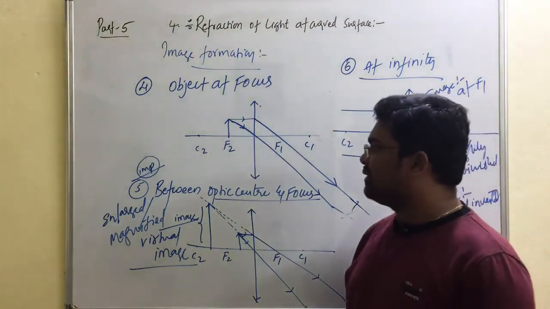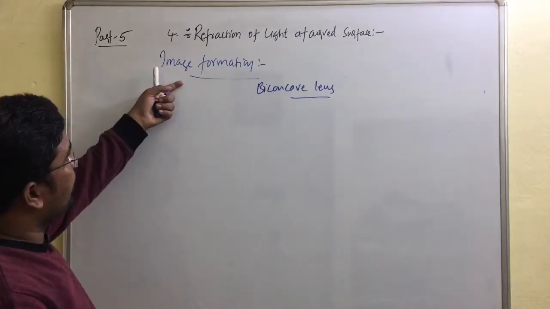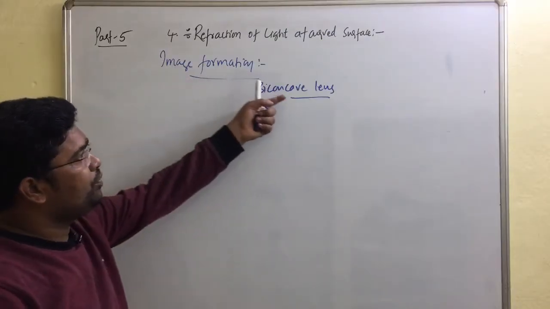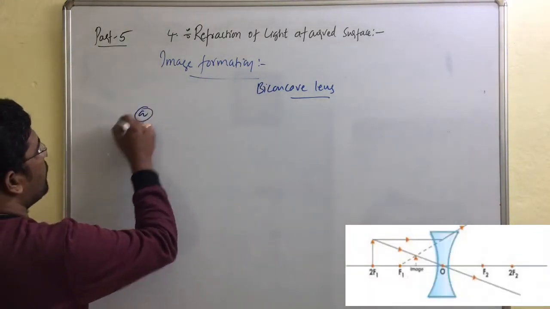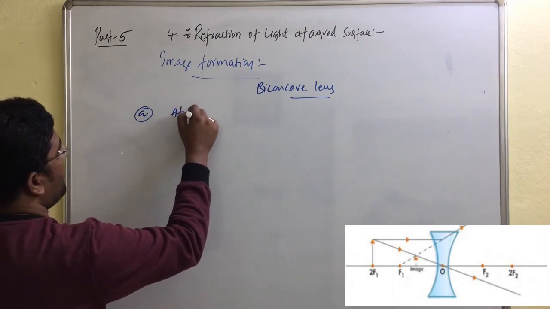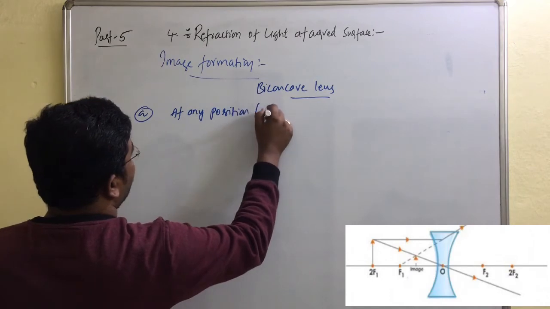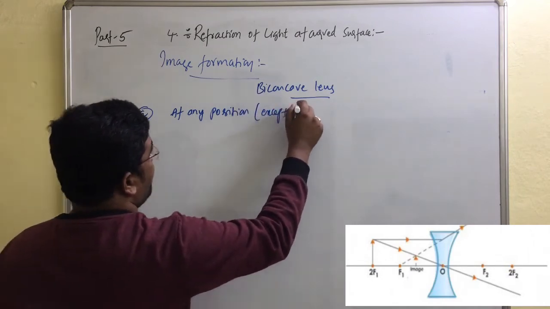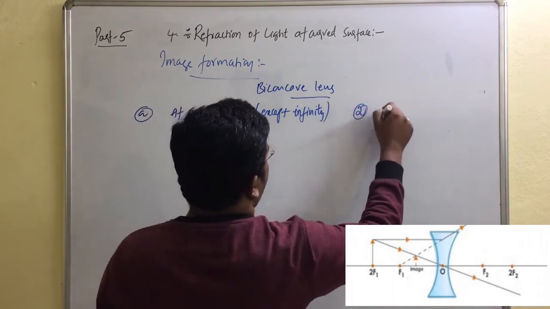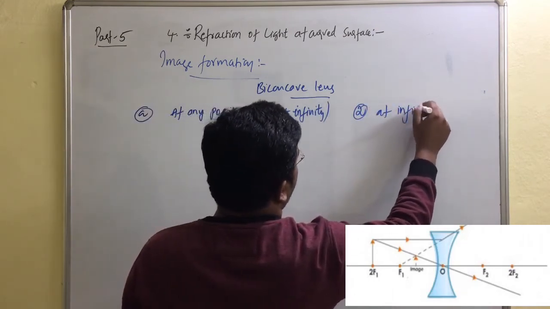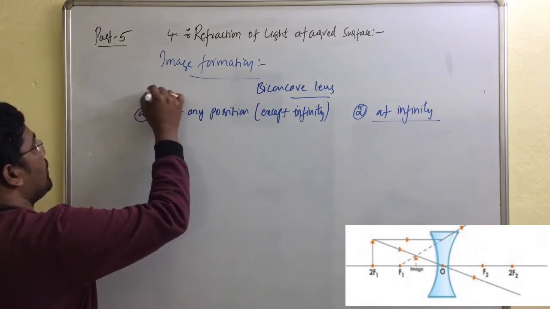Now let us discuss how to draw a ray diagram to show the image formation for biconcave. Draw the ray diagram showing image formation when the object is placed in front of a biconcave lens. So here children, you have to remember we have only two positions. The first one is at any position except infinity, and the next one is at infinity. So these are the only two positions we need to draw a ray diagram for a biconcave lens. So it is important.